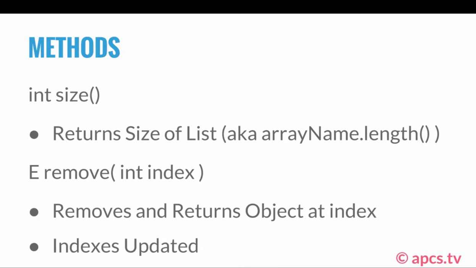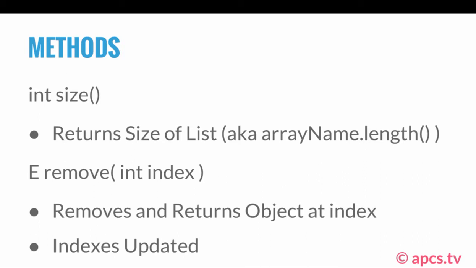The first method we'll be using is the size method, and the size method is a simple method. It simply returns an integer, and this integer represents the size of the list, or basically how many elements the ArrayList contains. It's very similar to a method present with arrays, and that is arrayName.length, which can tell you how many elements are present in an array. So similarly for ArrayLists, the size method is present.